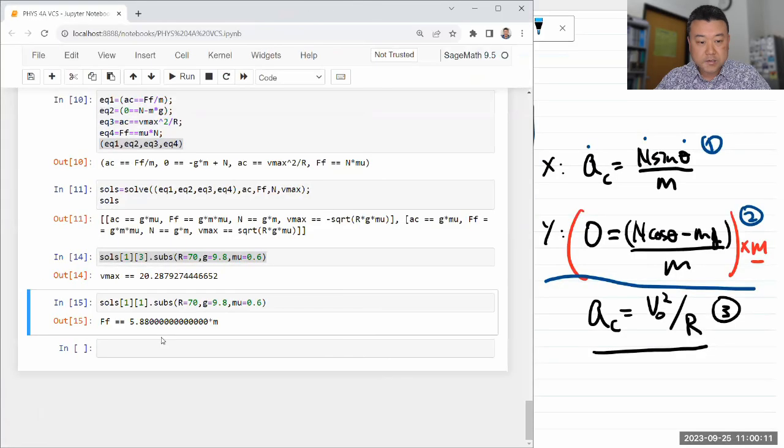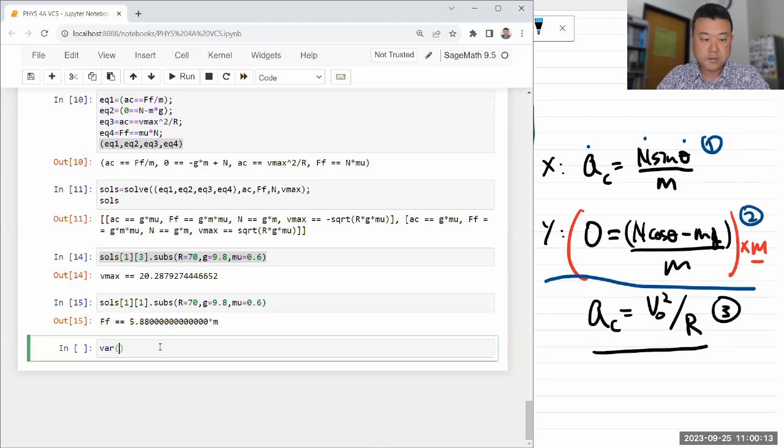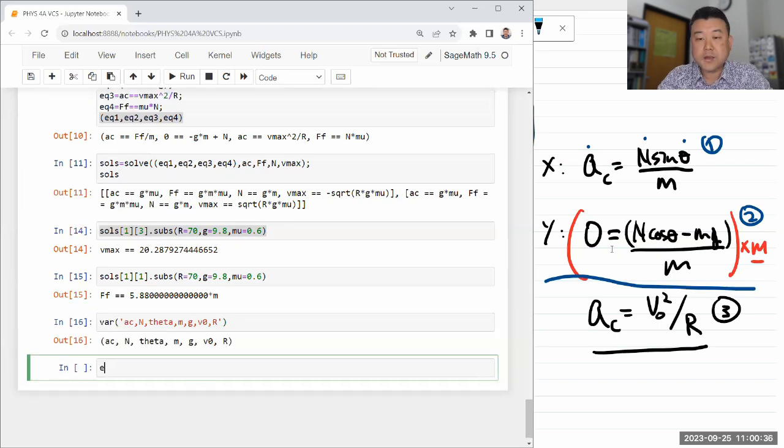Okay, let me first declare the variables I'm gonna use. It will be AC, normal force, theta, M. Is there G? Hey, there's no G. Oh no, there is G. Yeah, there's G. And V naught, and wait, not capital. And R. I think that's all the symbols. Again, if I forgot something, SageMath will complain.